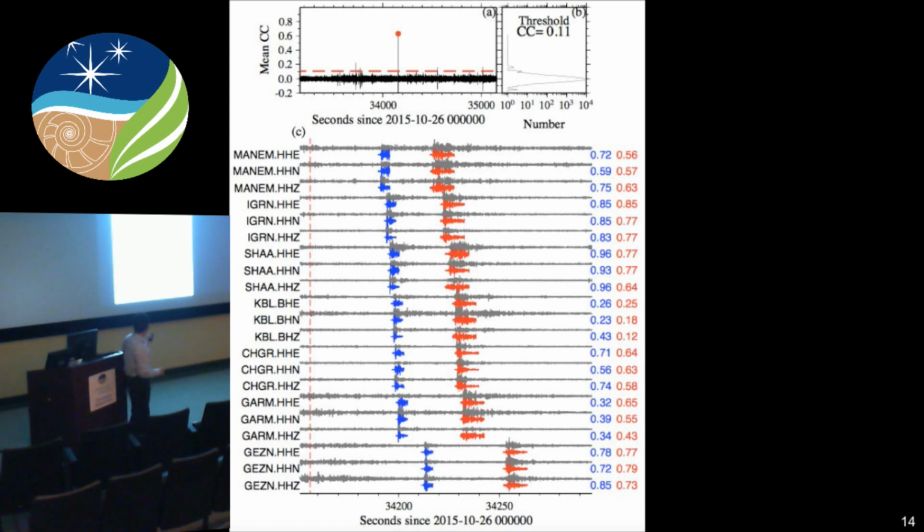And if it has a match, in this case, it gives you a mean cross correlation of about 0.6 or 0.7. That gives you reasonable confidence saying that there is definitely an event here.